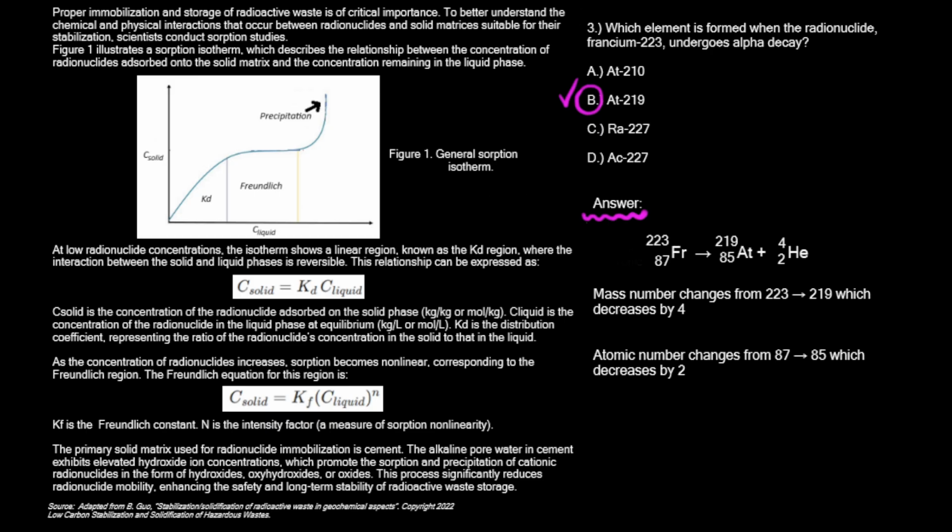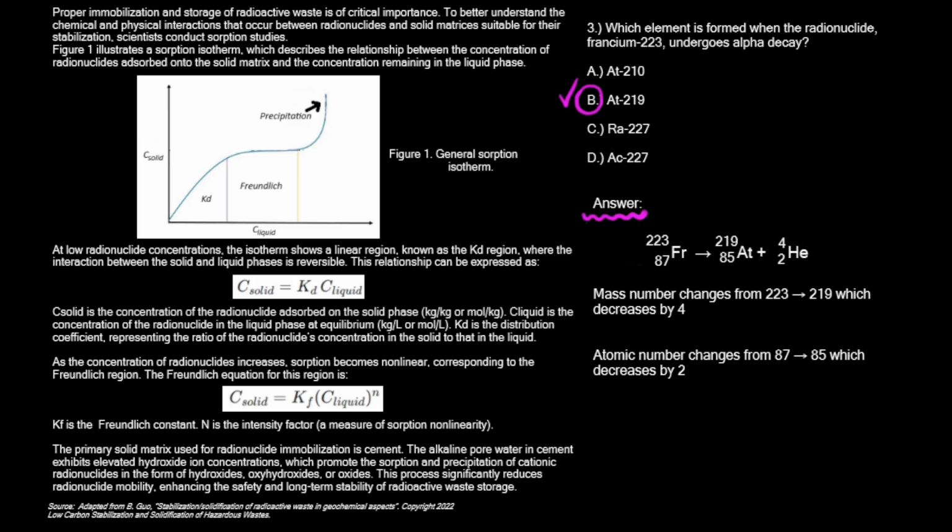So, question number 3 reads: which element is formed when the radionuclide francium 223 undergoes alpha decay? If you picked option B, you are correct. When francium 223 undergoes alpha decay, it emits an alpha particle, which is a helium 4 nucleus. An alpha particle has 2 protons and 2 neutrons.